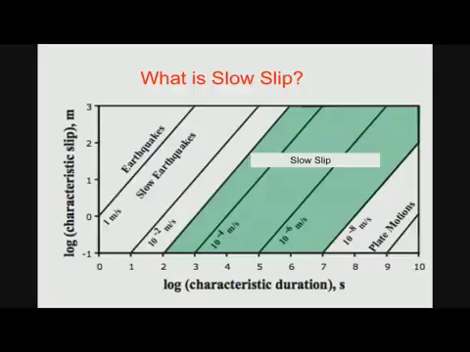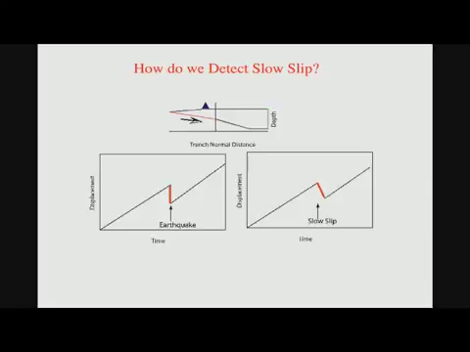In one period of time, not continuous, but maybe more episodic. Okay, how do we recognize it? I think Jeff showed an example. If we have a GPS, this is really recognized with GPS data because it's too slow to radiate seismic waves.